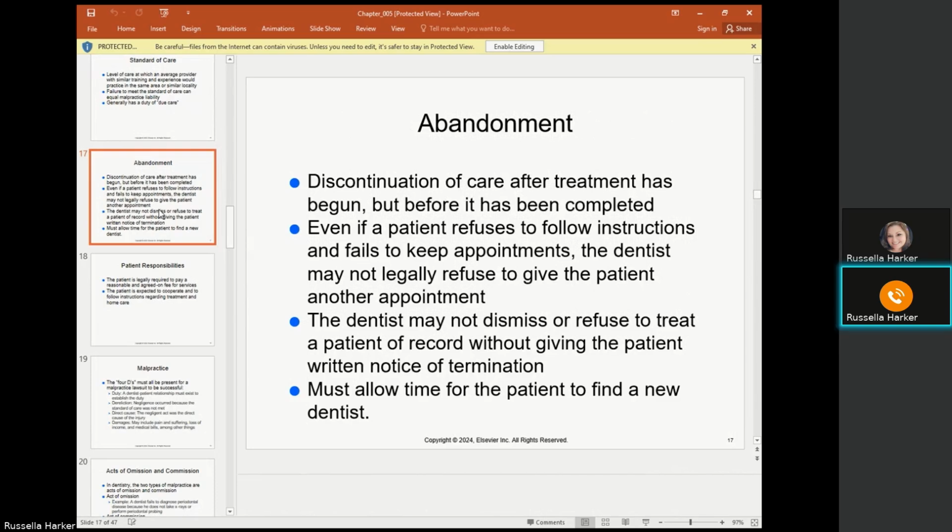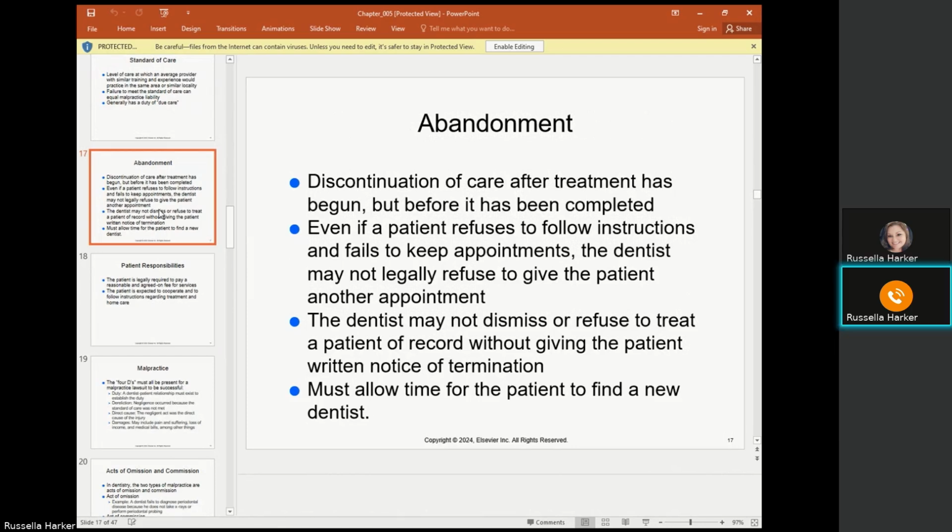So even if a patient refuses to follow the instructions and fails to keep those appointments, you cannot legally refuse to give the patient another appointment. So if you have already started seeing this patient, you must see them through to the end of the treatment plan, unless they decide to go somewhere else.